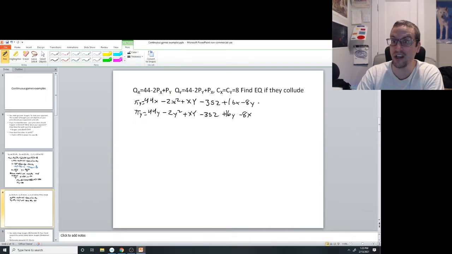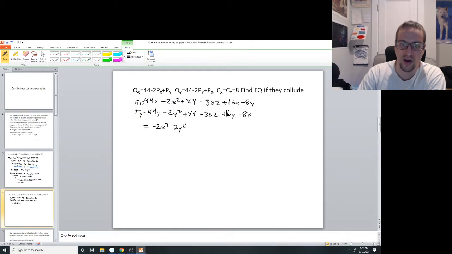Again, symmetric. We add those two together. Negative 2x squared minus 2y squared, plus 2xy. We have 44 plus 16 minus 8, so plus 52x. We have 44y plus 16y minus 8y, plus 52y. And we have this big constant, the negative 704.